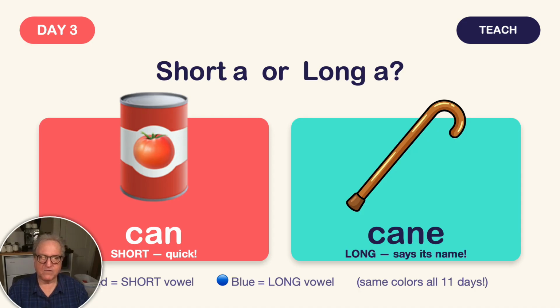We don't pronounce the E, but the E changes this from can to cane. It's the long vowel sound. And a cane is maybe something you walk with. It's called a cane. So short or long. Short can, long cane.